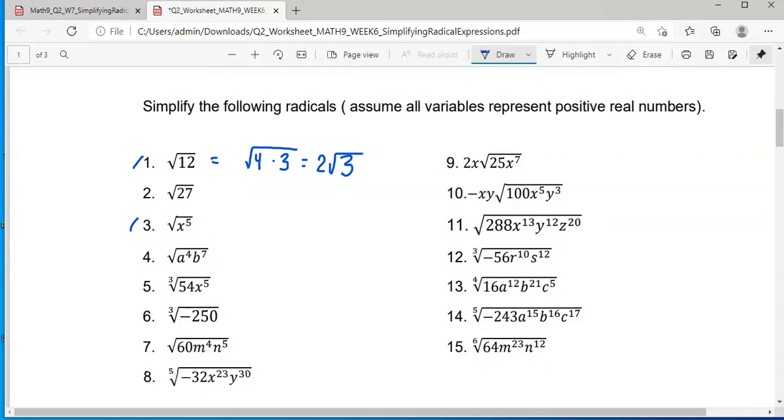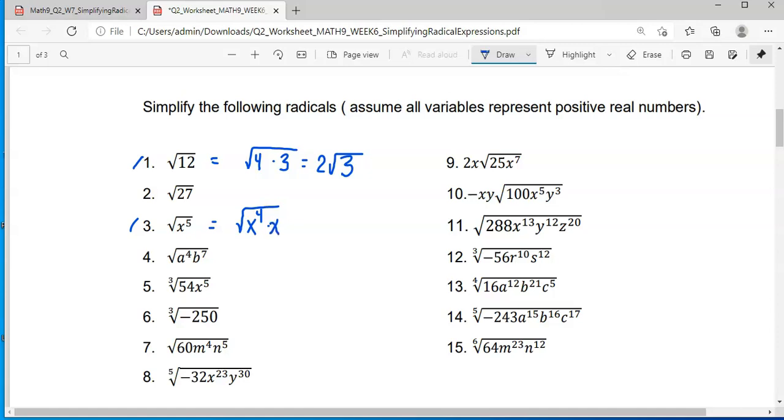The square root of x raised to 5. So, paano ba natin kukunin ang perfect root ng x raised to 5? So, ang technique dyan, yung pinakamataas na even exponent ng variable x. So, ang pwede doon ay x raised to 4. So, ilalagay natin as perfect root yung x raised to 4. Then, habang yung remaining variable, x, lalagay natin sa kanan.